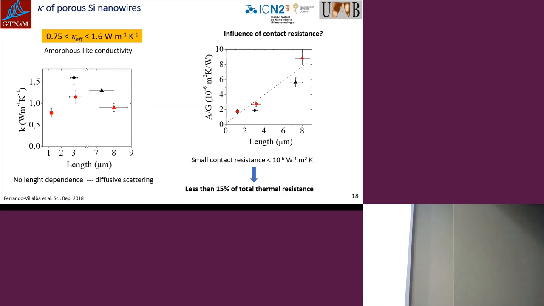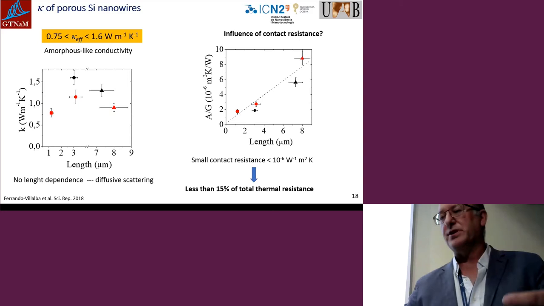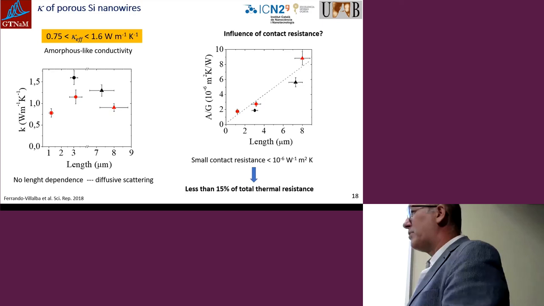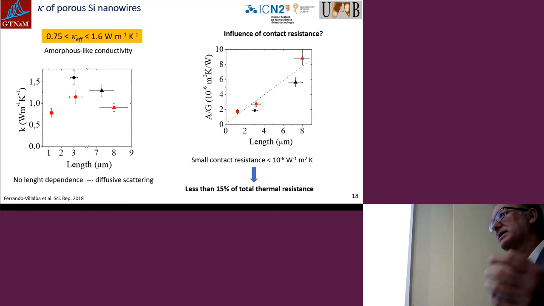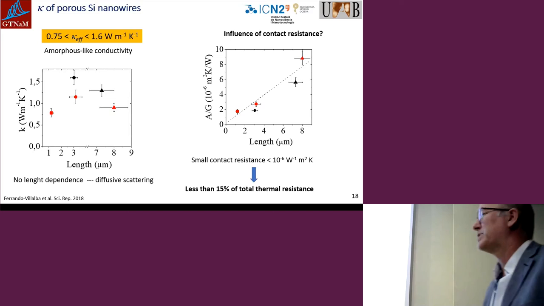The other important thing is that, of course, we are hanging the nanowires onto the platforms, and therefore we're introducing a thermal contact resistance. The thermal contact resistance is a big issue in those measurements. More important, the more conductive is your system. Here, the thermal conductance of our nanowires is very small, and we can check if there is any thermal contact resistance by plotting the inverse of the conductance multiplied by the section as a function of the length.